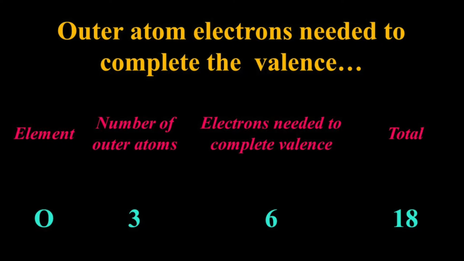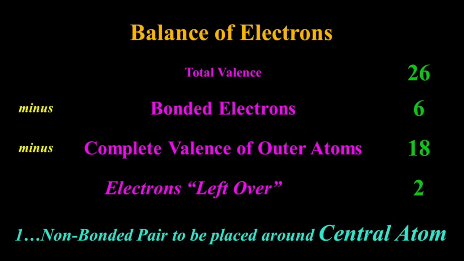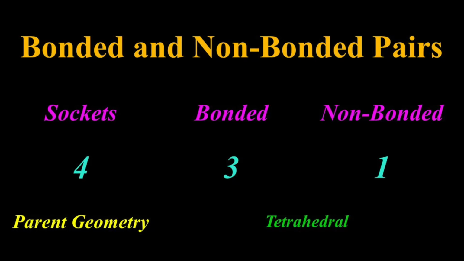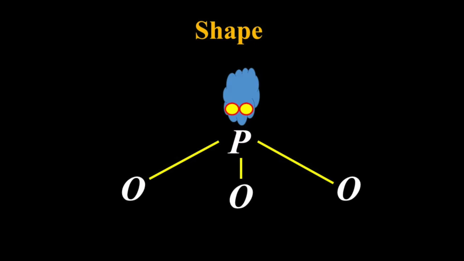So the total left over will be 2, because it will be 26 minus 6 minus 18, and that's 2 left over. And so 1 non-bonded pair to be placed around the central atom. So we now have 4 sockets, 3 bonded, 1 non-bonded. Therefore, the parent geometry for the 4 sockets will be tetrahedral.